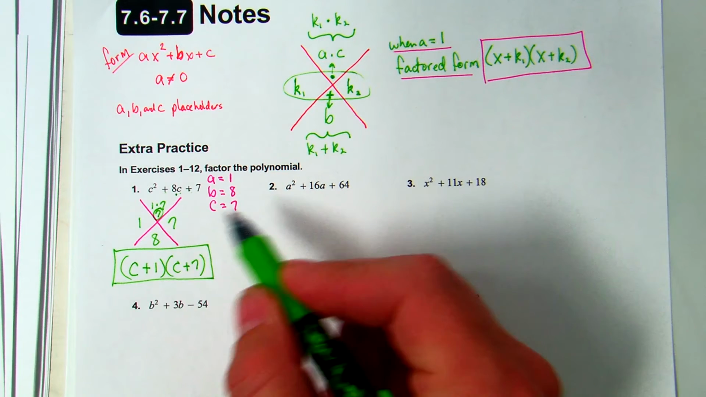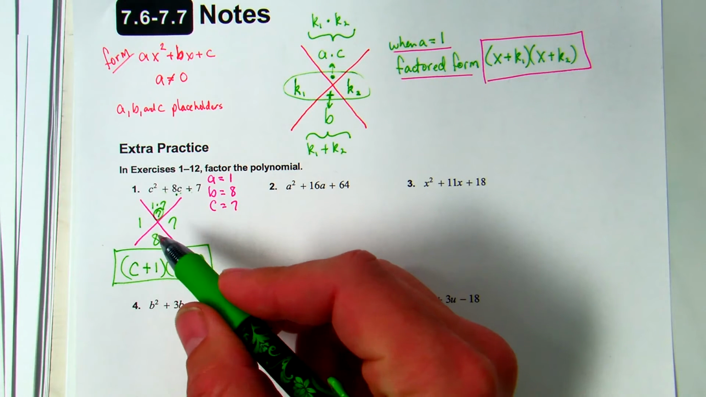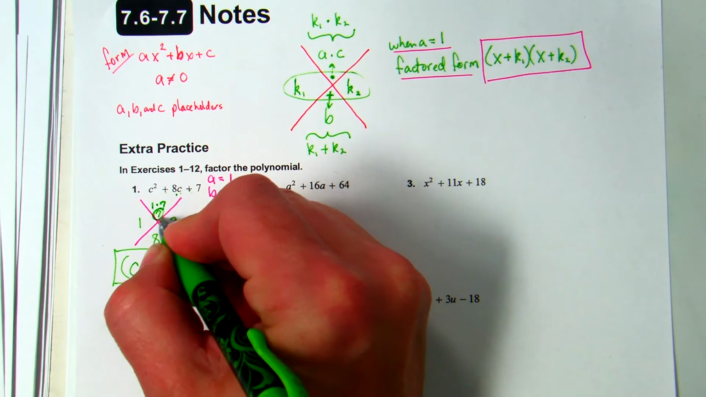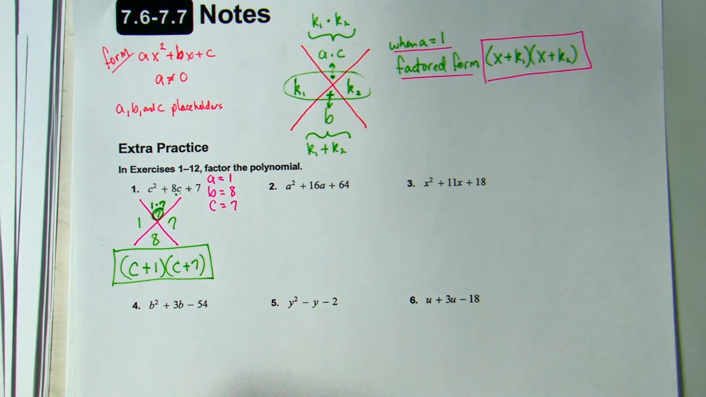I'm sorry, the question is being asked, what is on top of what now? On top of the X here, we have 1 times 7, or just 7. 7's the number that we put up there. And we won't put the 1 every time because we know the 1's just kind of understood. Okay, on to the next one.